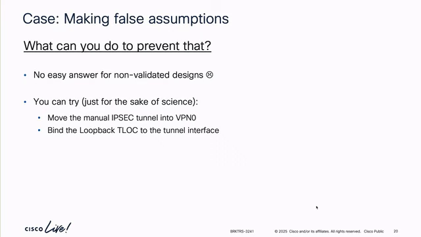But for the sake of science, you can technically try to move that tunnel interface from the dedicated VRF to VPN 0, but still that would not be a validated design. So I cannot really recommend you do that. This is just to show you what kind of mistakes we can make whenever we make false assumptions based on our previous experience.